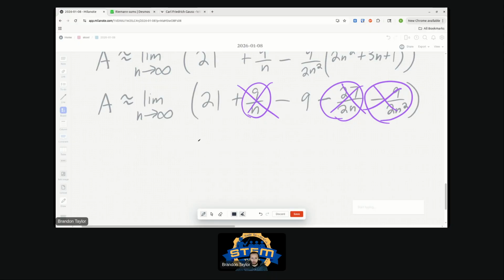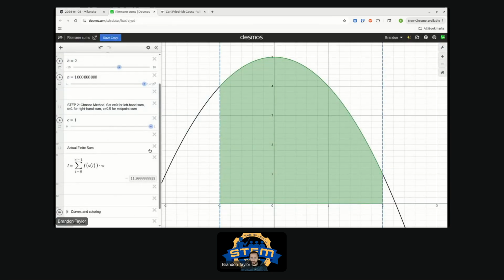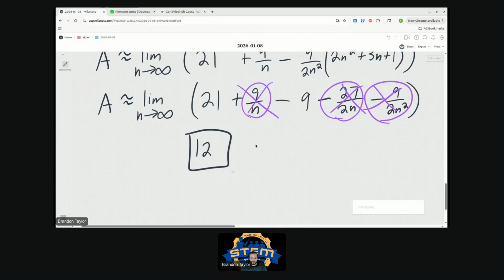What's that? Well, that's just 12. What did we say that the answer was at the beginning of our live earlier today? We said it doesn't really matter whether we do the left Riemann sum, the right Riemann sum, or the midpoint. We're clearly getting closer to 12 no matter how we slice it. As we let n go to infinity, here we just proved it. This is the exact area under the curve.